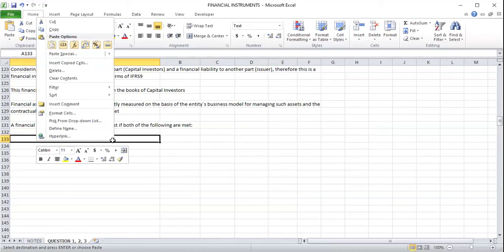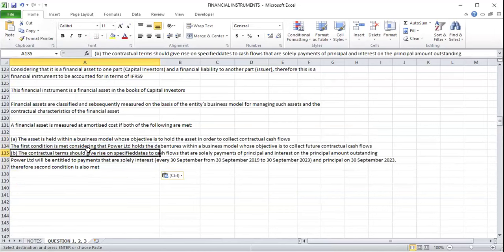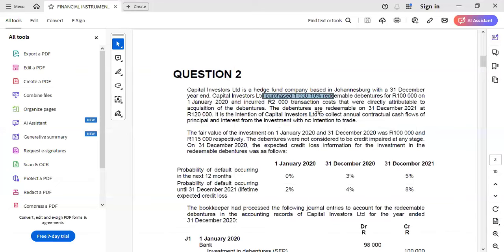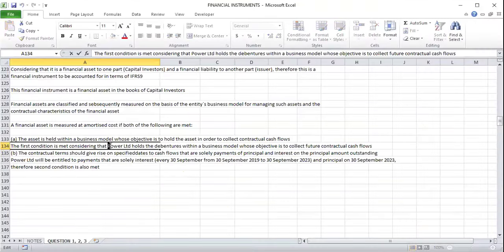Right. So the asset is held with a business model whose objective is to hold the asset in order to collect contractual cash flows. Now, according to the question, it is the intention of Capital Limited to collect annual contractual cash flows of principal and interest from the investment with no intention to trade. So that first requirement is met.